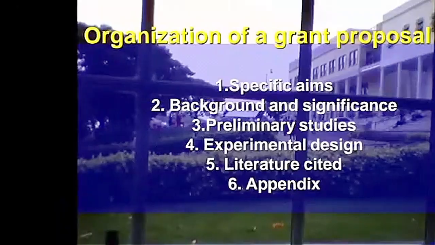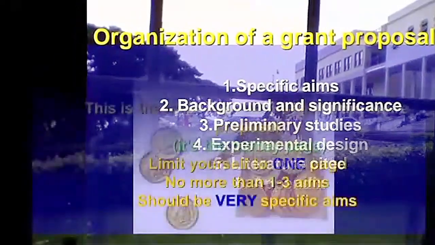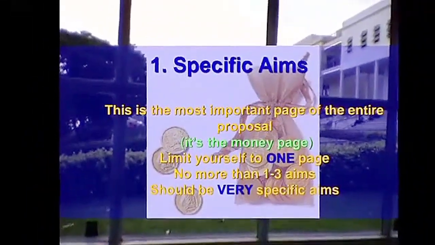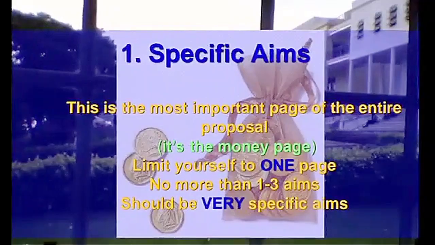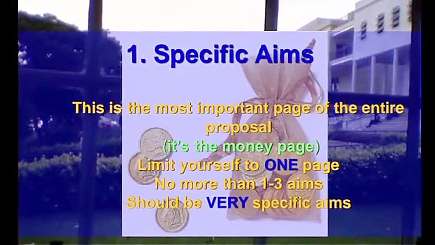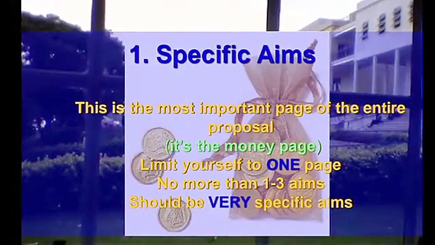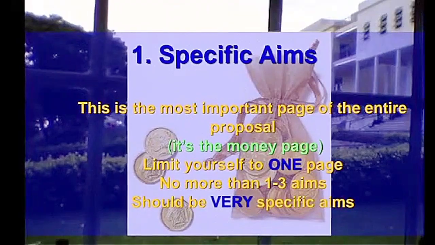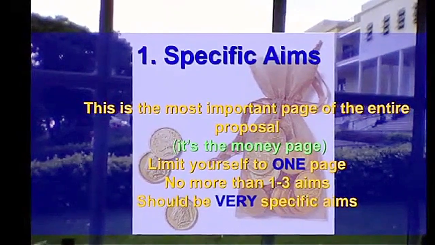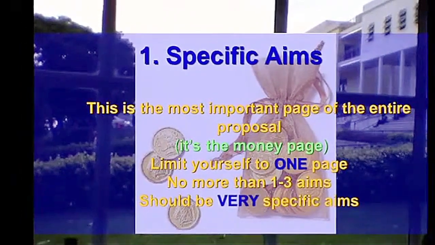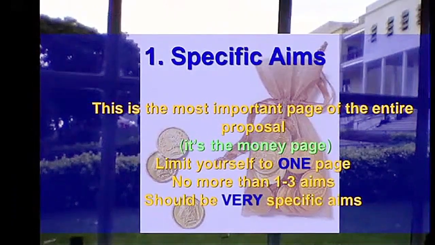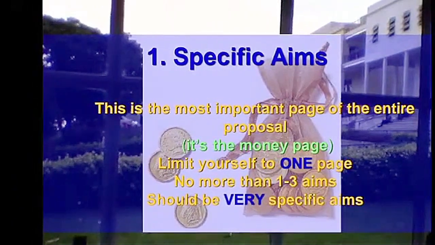The first section of the grant proposal is specific aims. This is by far the most important section of the entire grant proposal. It is sometimes referred to as the money page, meaning that if your specific aims are clear and concise, they make your proposal more likely to be funded.